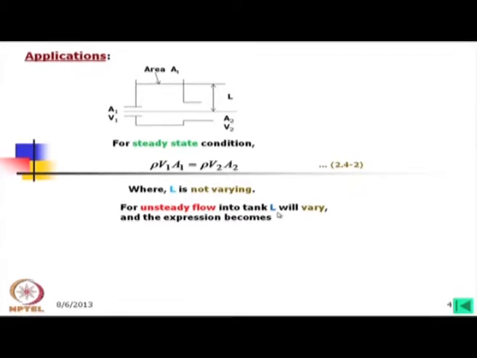Now, for unsteady flow into tank, that is this vessel, L will vary and the expression becomes rho V1 A1 minus rho V2 A2 is equal to rho A2 dL by dt. This means dL by dt will be positive if this height is increasing, and this is automatically it will be negative if L is decreasing.